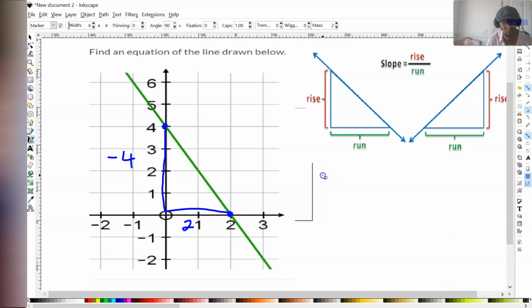So to find the slope, that would be negative 4 over 2, which gives us a negative 2 gradient. So the gradient would be negative 2. If I write down my formula, we have y equals negative 2x plus.